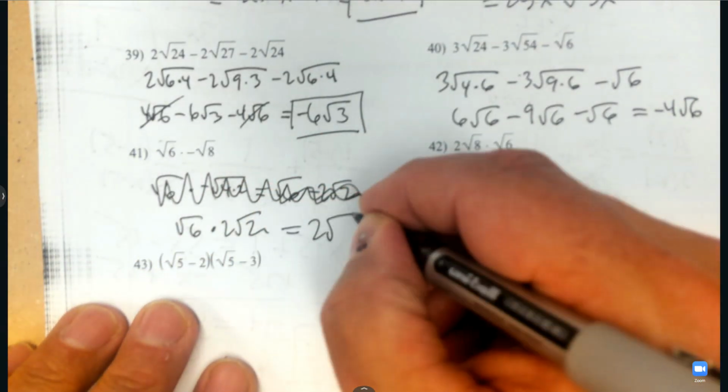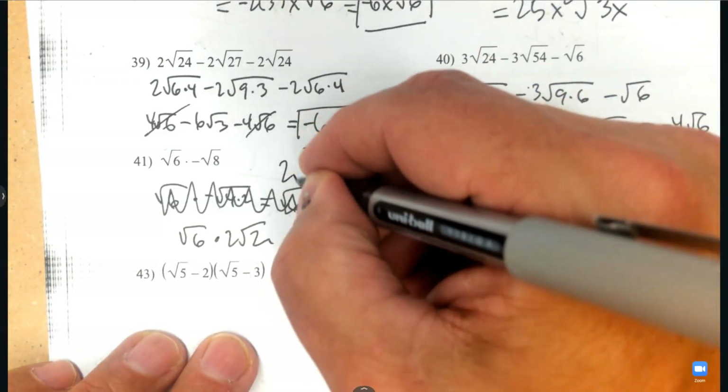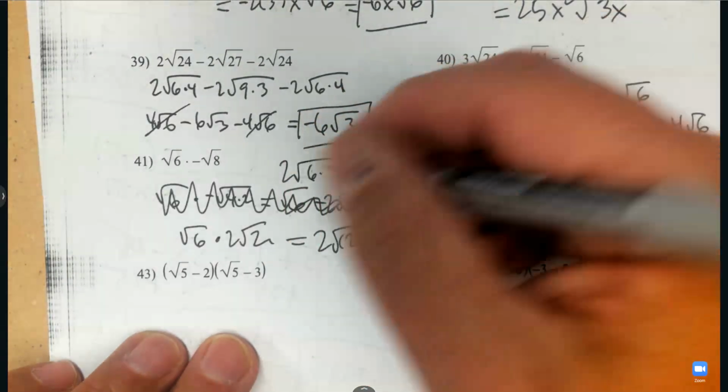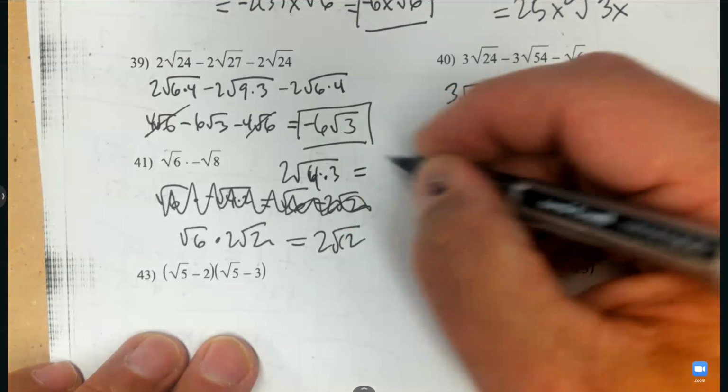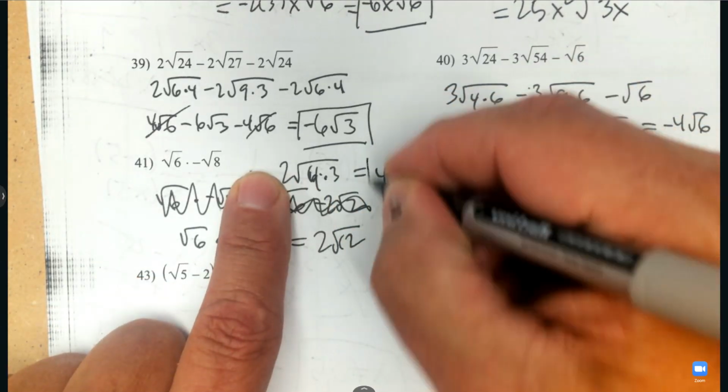So if I multiply it, it's 2 root 12. Square root of 12, I'll do that up here, is 6 times 4 times 3. So the square root of 4 is 2 times 2. So the end answer is 4 root 3.